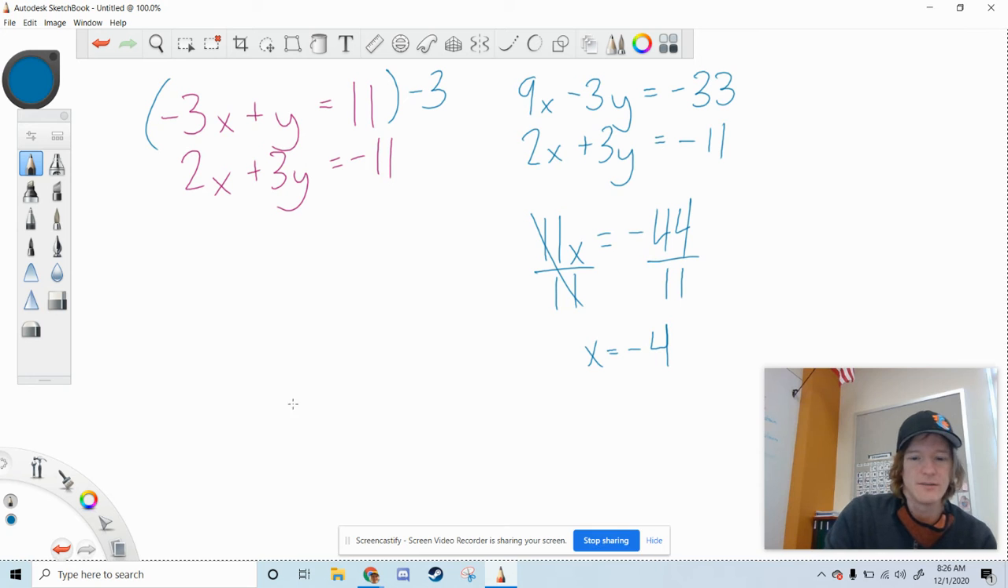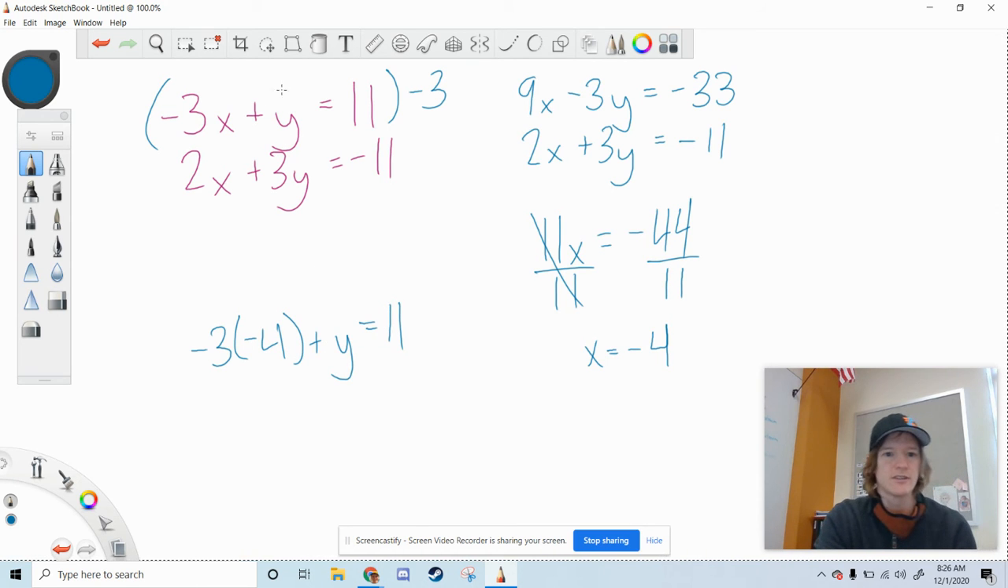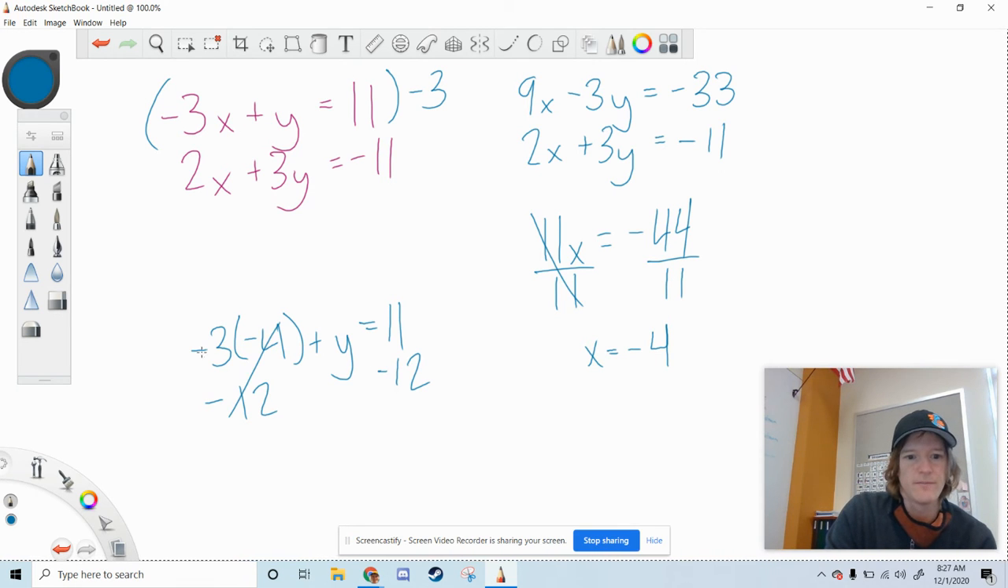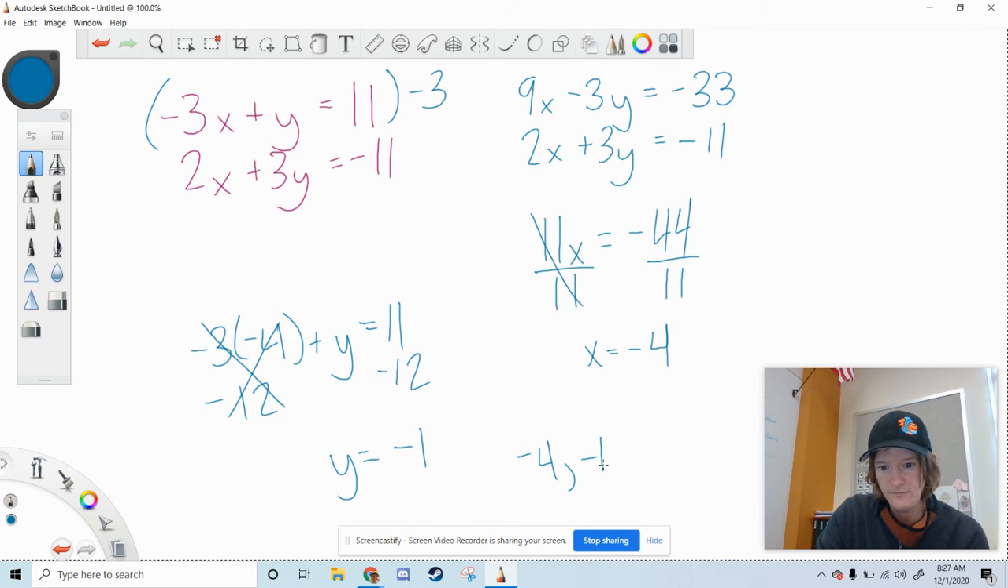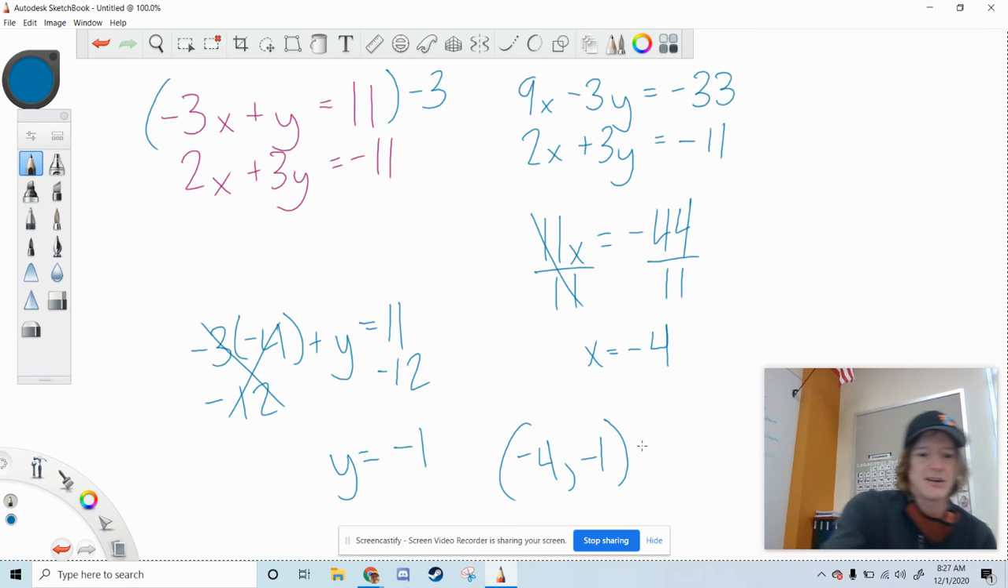Let's put it in the top one before we changed it. So we'll have negative 3 times negative 4 plus y equals 11. And I chose the top one because I know I'm not going to have to divide anything at the end. I'm just going to have one step. So this is positive 12. So let's just do minus 12, minus 12. The 12's go away. y equals negative 1. All right, I think we're halfway there now.